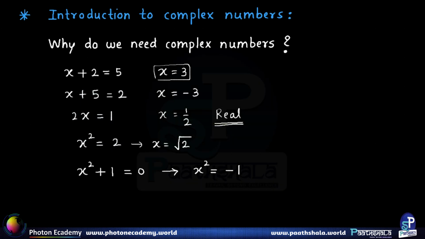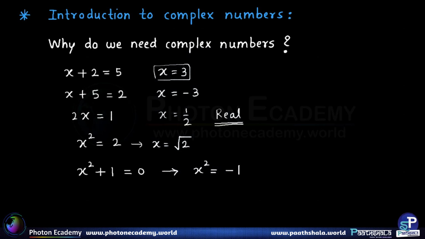So that is where we are now in need of defining an additional set of numbers so that we can solve such types of equations. So that is where we bring in the imaginary numbers, and along with real and imaginary we get what is called the set of complex numbers. So now let us see the formal definition of complex numbers.